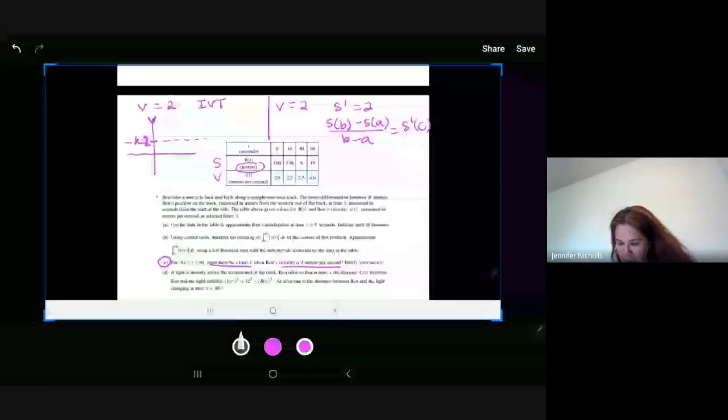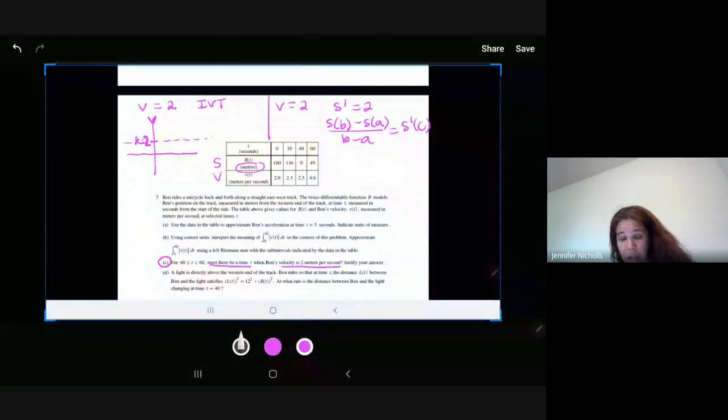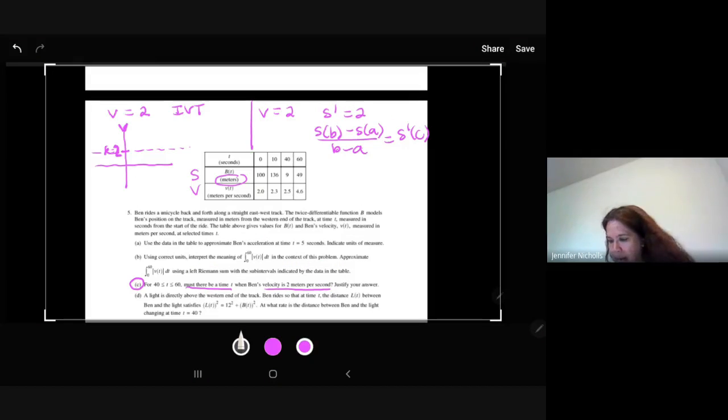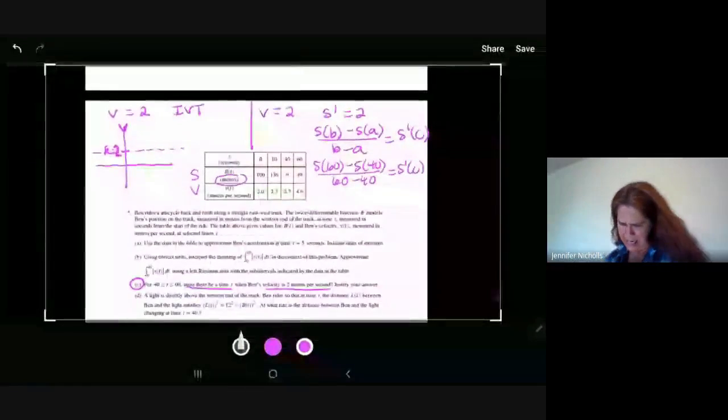So let's see. Now it gave me a region, which is nice. I didn't have to pick my own. It specifically said 40 to 60. So that would be S of 60 minus S of 40 over 60 minus 40, and I have to figure out what that is. If it's continuous and differentiable and all those good things, which does it say it is?